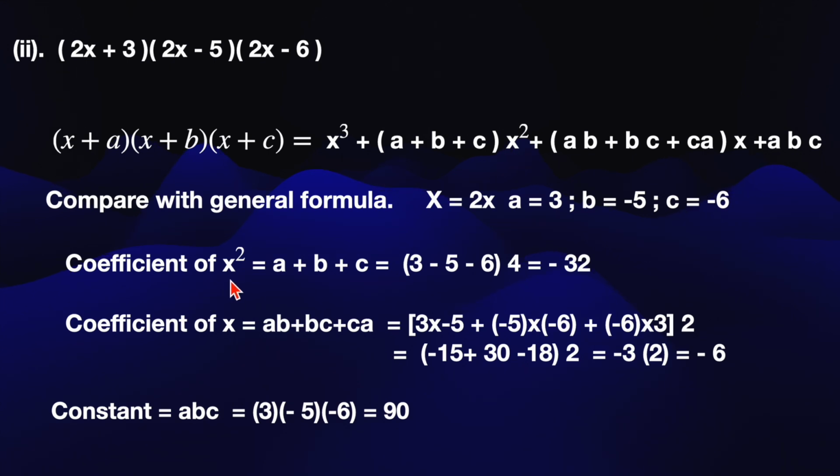So see here, the coefficient of x square is a plus b plus c. So a plus b plus c multiplied by 4 is equal to minus 32, the coefficient of x square. Okay. Similarly here, in place of x, if I put 2x, the coefficient of x will be this whole thing multiplied by 2. So solve it, do ab plus bc plus ca, and then multiply it by 2, you will get the answer as minus 6. a into b into c is the constant, multiply 3 into minus 5 into minus 6, you will get the answer.